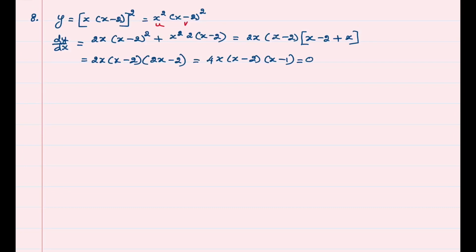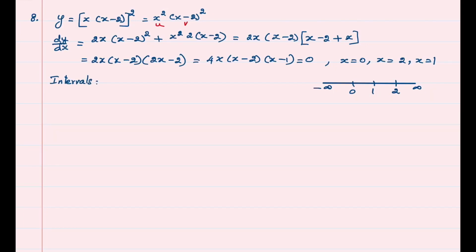We will equate this to 0 and get the critical points. We get x equal to 0, x equal to 2 and x equal to 1. 3 critical points are there. Since this is a polynomial, the domain is minus infinity to infinity. Let us write the critical values. We have to write them in ascending order: 0, 1, 2. We have 4 intervals.